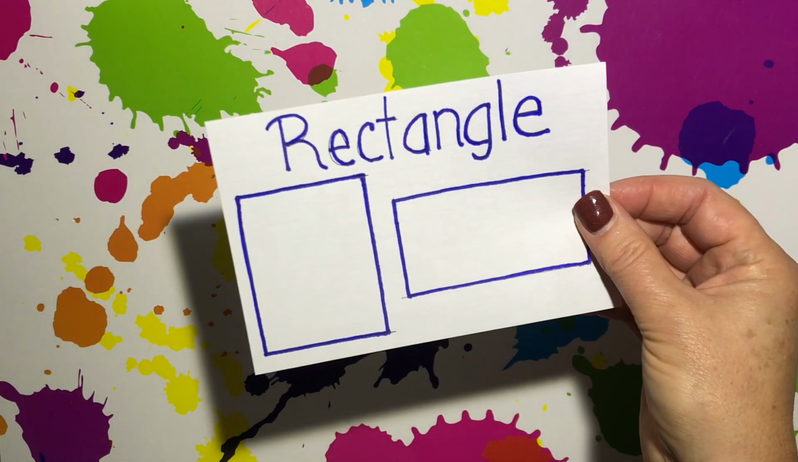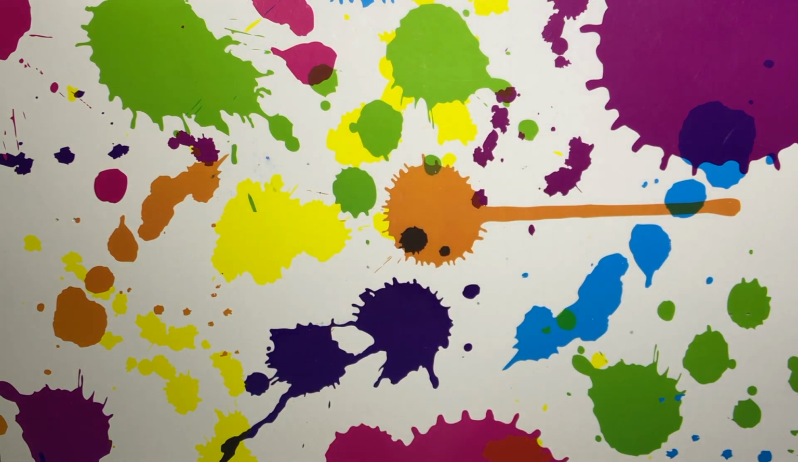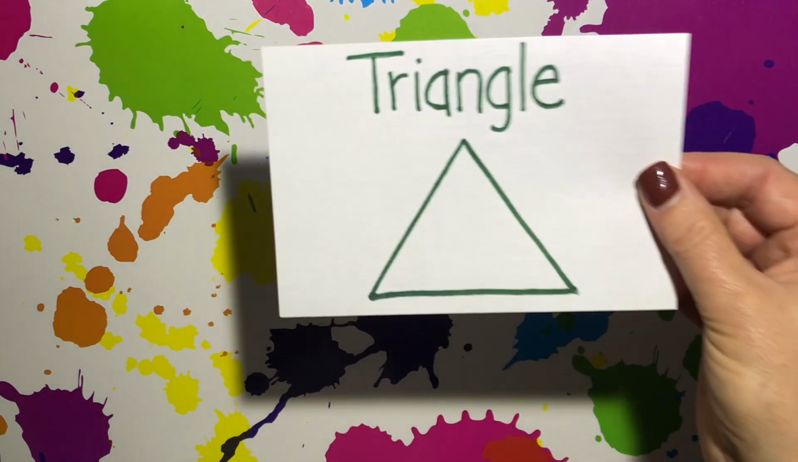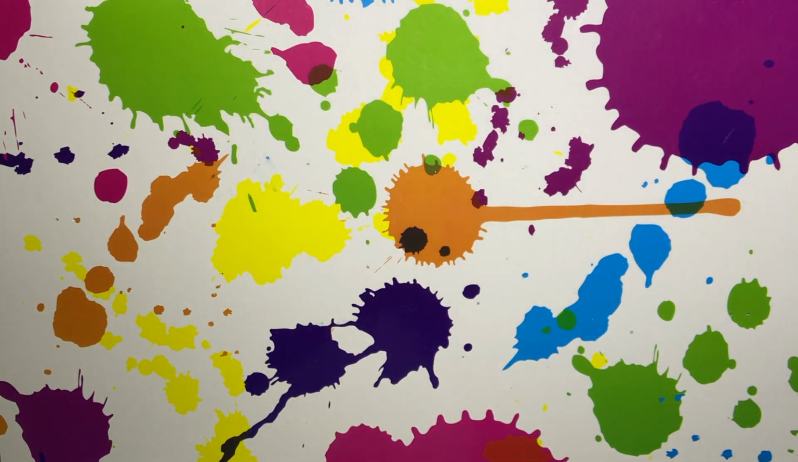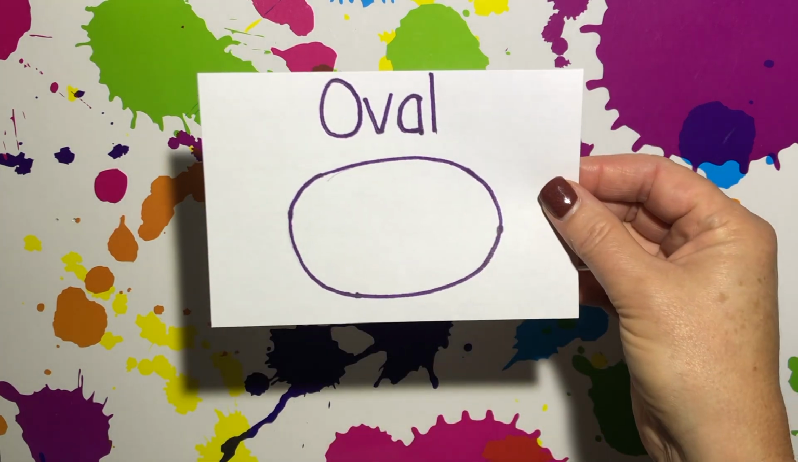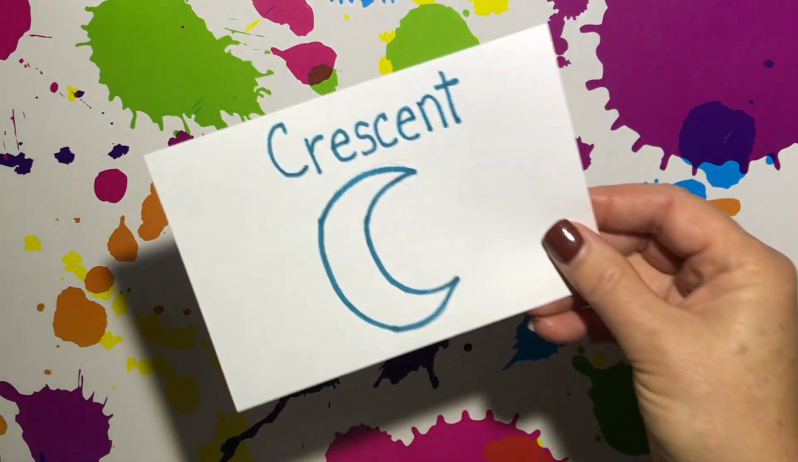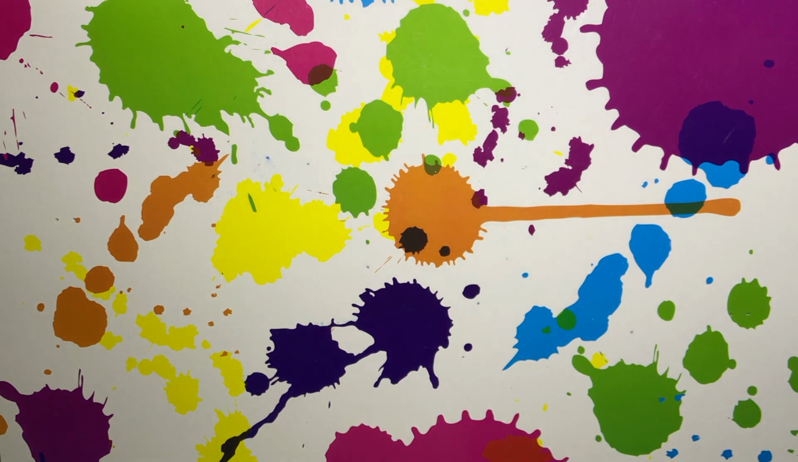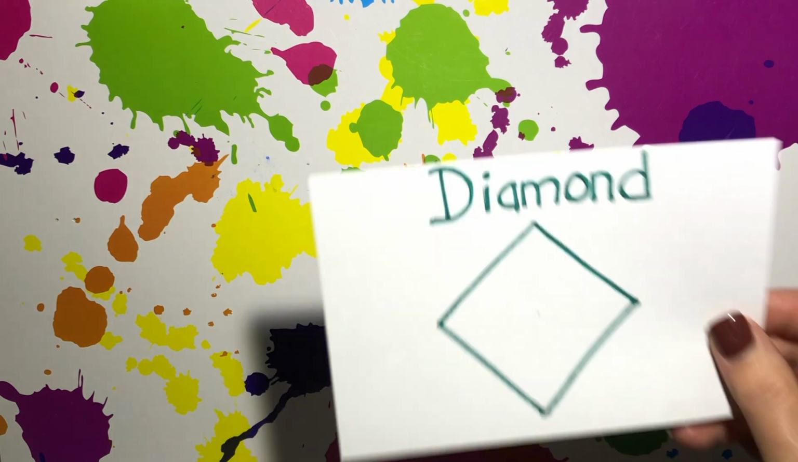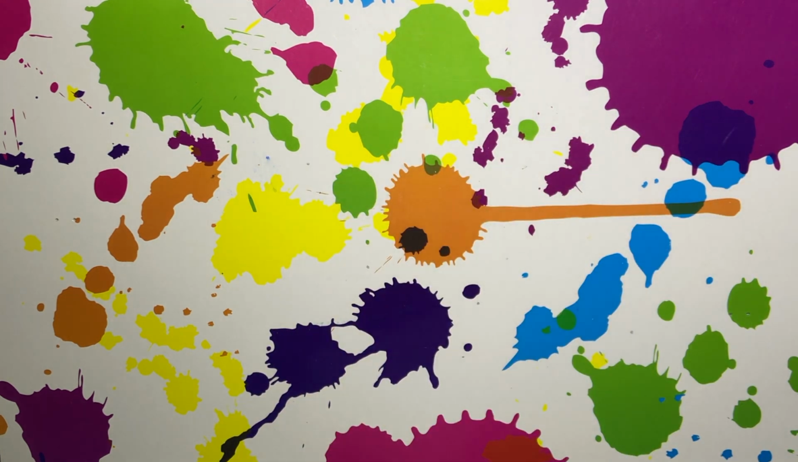a rectangle, a circle, a triangle, an oval, a crescent, a semicircle, the diamond, and the heart. So let's go ahead and get our plain piece of paper and go ahead and get started.